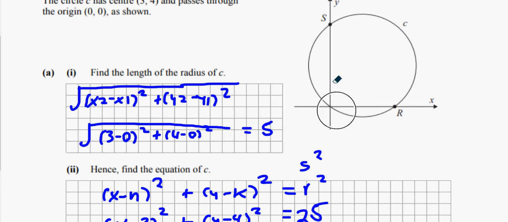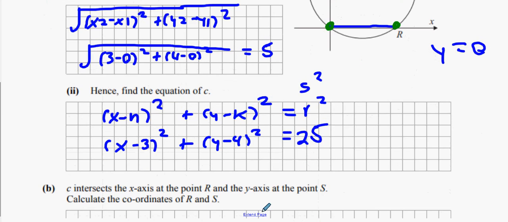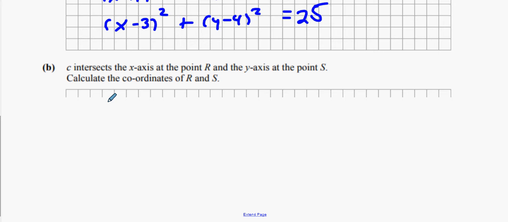What's guaranteed about the x-axis? Y would be 0. So if I insert y equals 0, I should be able to find out the 2 points where it hits the line. You get what I'm saying? So what happens if I grab my equation and put y equals 0? We'll end up with x minus 3 multiplied by x minus 3. What happens when you put in 0 here for y?